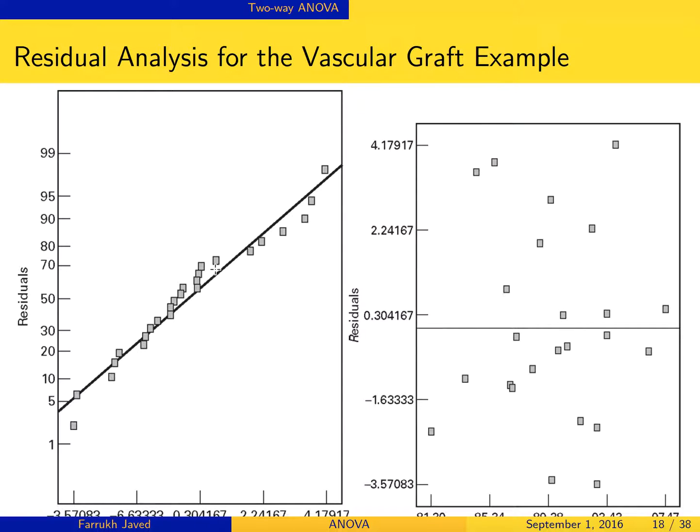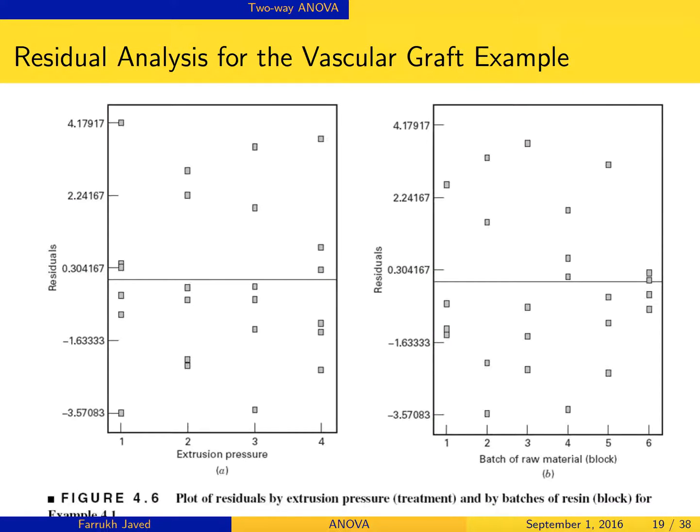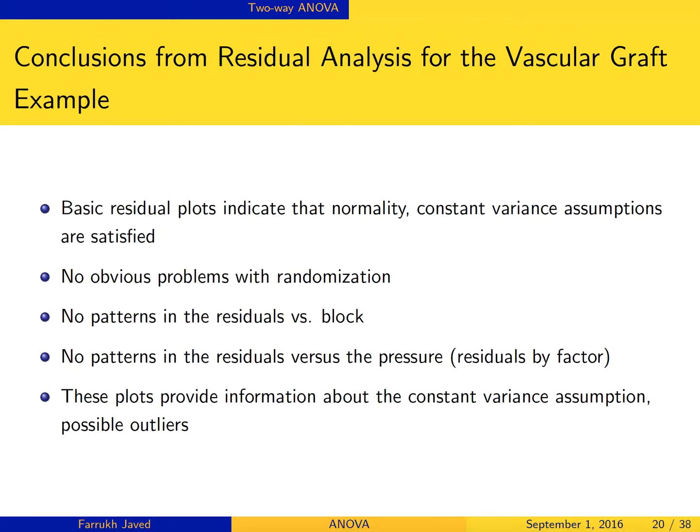Over here is the normality. It means the residuals are normal. It says that there is no structure. I don't see any pattern over here. So it means my model is acceptable. Some other graphs related to residuals. So the conclusion is that both residual plots indicate that the normality and constant variance assumptions are satisfied.